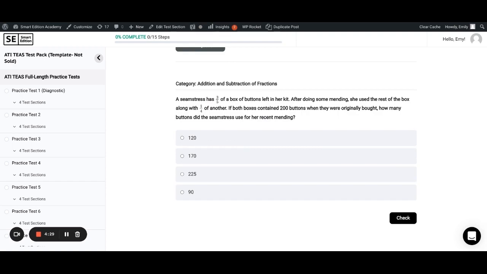Okay, addition and subtraction of fractions. A seamstress has 3/5 of a box of buttons left in her kit. And after doing some mending, she used the rest of the box along with 1/4 of another. If both boxes contained 200 buttons when they were originally bought, how many buttons did the seamstress use for her recent mending?